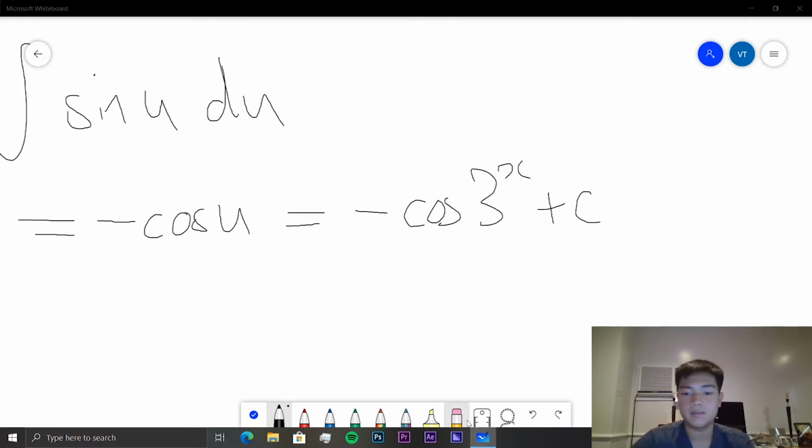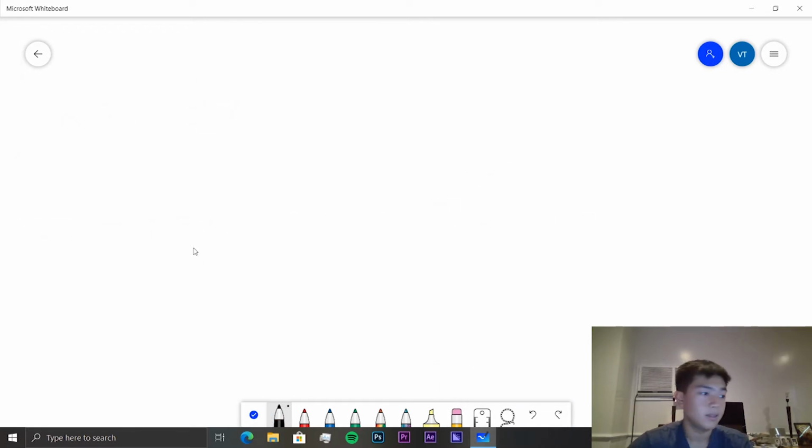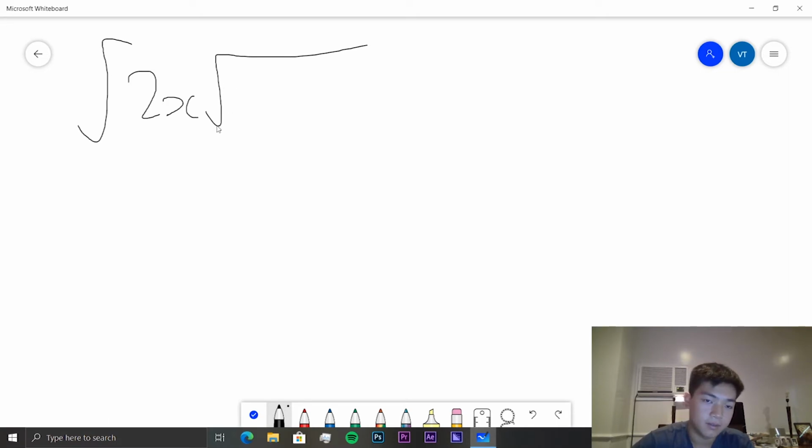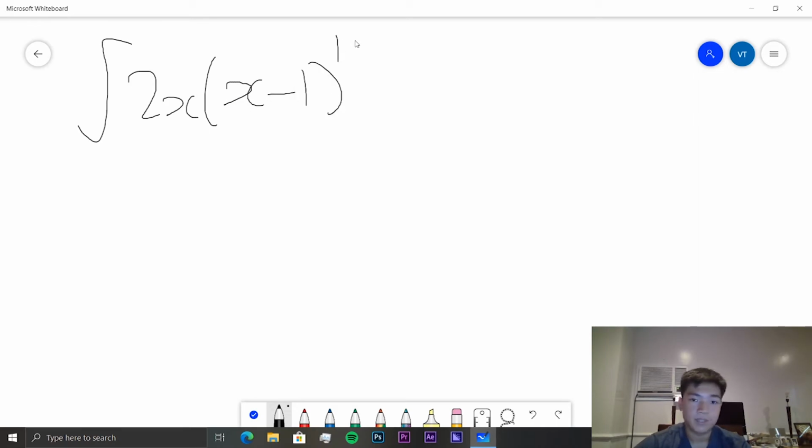Next question, we have the integral of 2x times this... oh, it's lagging. Please no lag. Okay, 2x times (x minus 1) to the 1/2 dx.